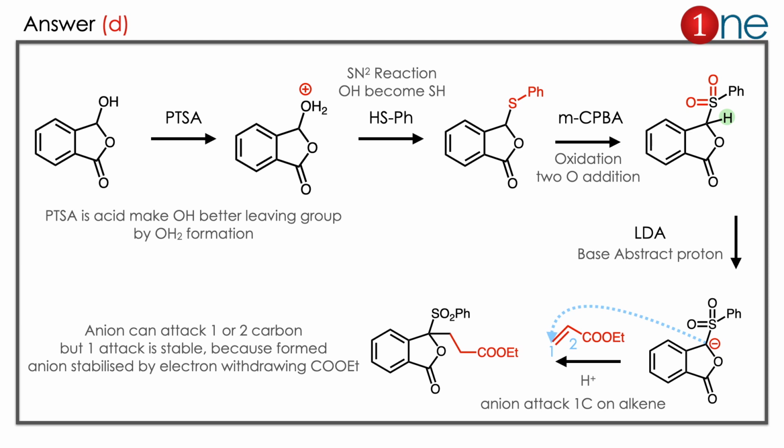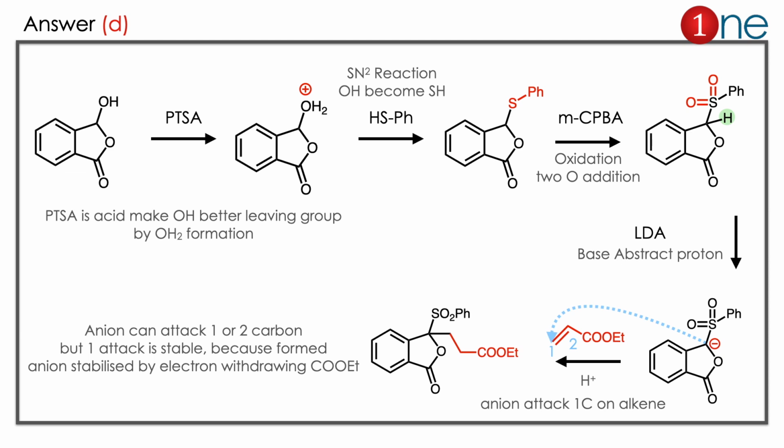So the anion attacks on the first carbon, because it forms a stable anion at the second position, near the electron withdrawing group. So the attack is on carbon 1, not on carbon 2. So the anion attacks the alkene, and the carbon-carbon bond formation occurs. So the answer is clearly D. The choice of reagents is definitely D.